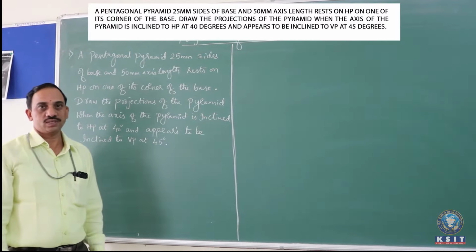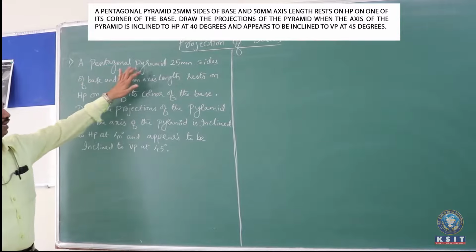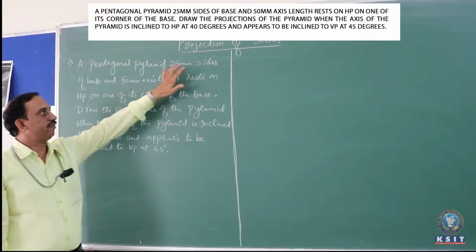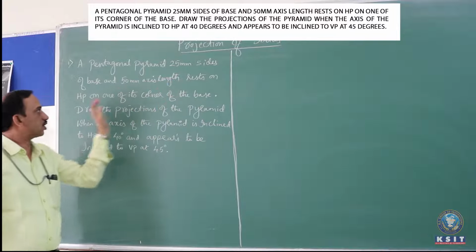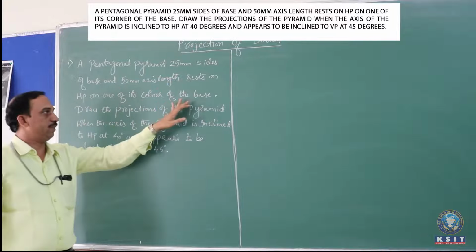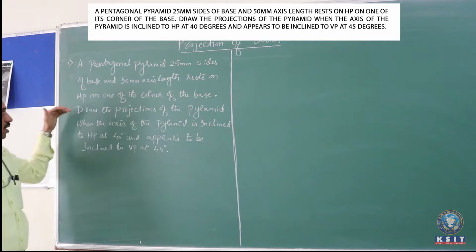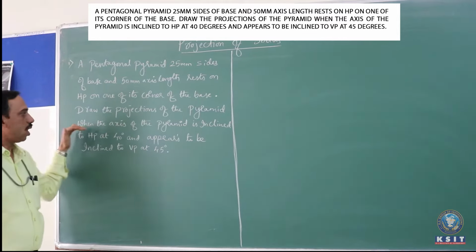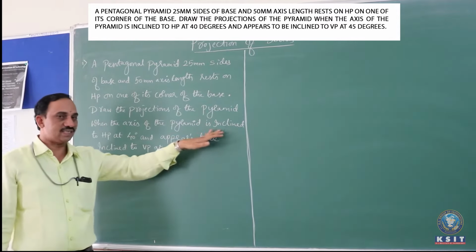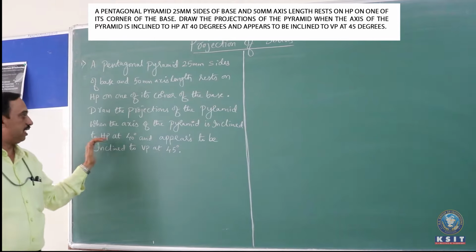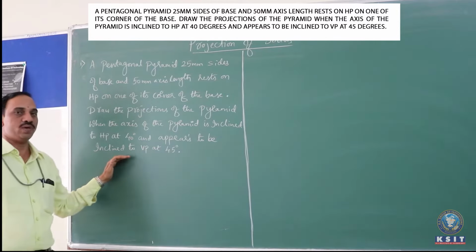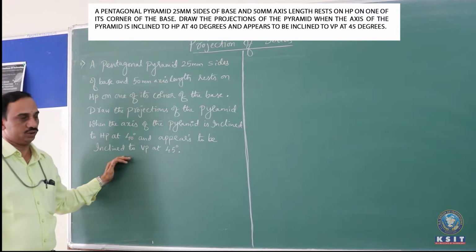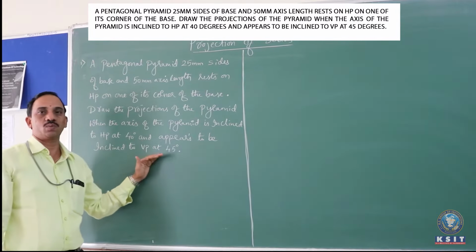The question is like this: a pentagonal pyramid, 25 mm side of base and 50 mm axis length rests on one of its corner of the base. Draw the projections of the pyramid when the axis of the pyramid is inclined to HP at 40 degrees and appears to be inclined to VP at 45 degrees is the question. Let us see how do we solve this problem.